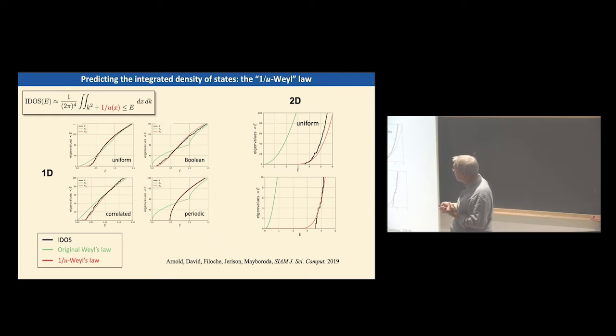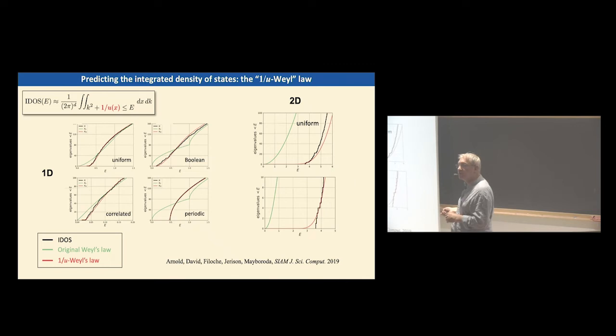Here, you have 6 examples. Here are in 1D. So these are, for example, random potential with uniform law. This is random potential with Boolean law, 0 and 1. This is a random potential with correlation inside. And this is not even a random potential.